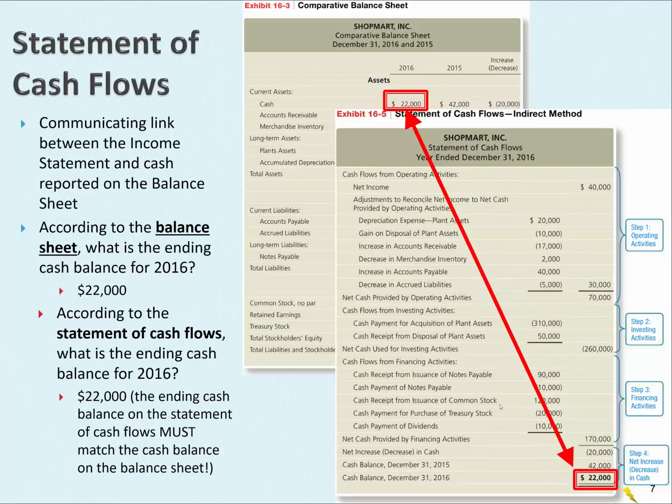So what the statement of cash flows is doing is it's matching the ending balance of cash from the balance sheet with the same number on the statement of cash flows and explaining to you why the number either went up or down for the year.